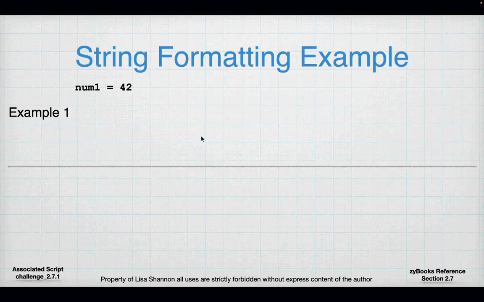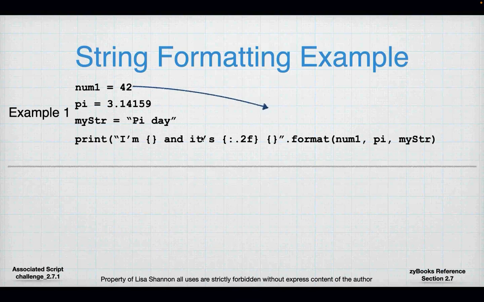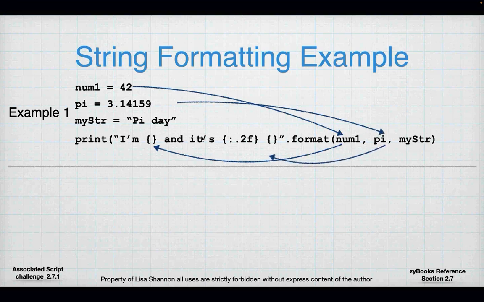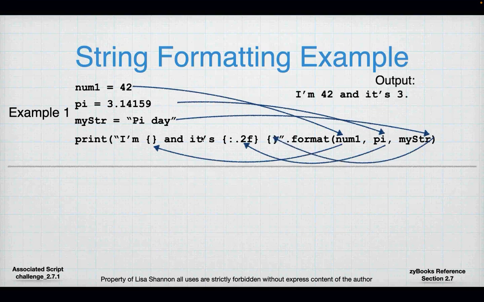So let's look at the example. We're going to go back to that. I have num equal 42, pi equals 3.14, and meister is pi day. So string formatting is positional. It only deals with places. So the first squiggly brace always goes to the first argument in the format. Oh, and I didn't mention that's the last one.